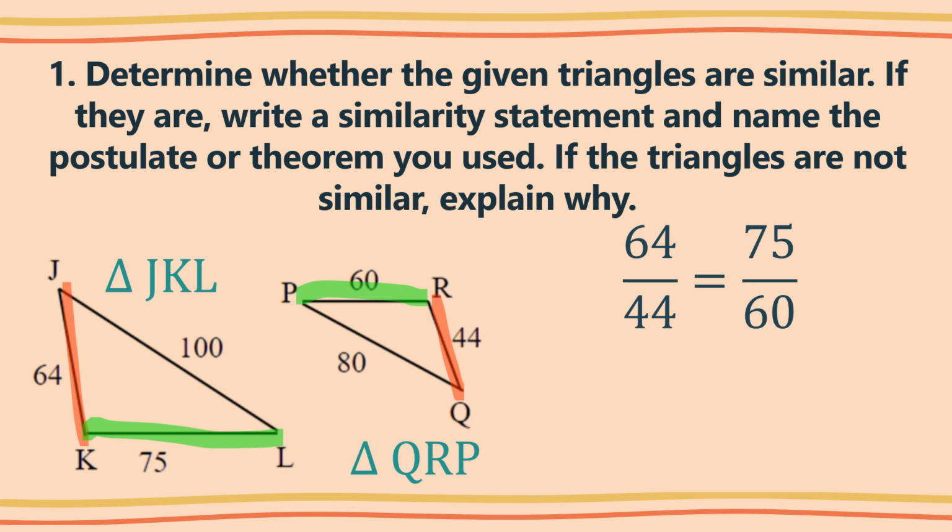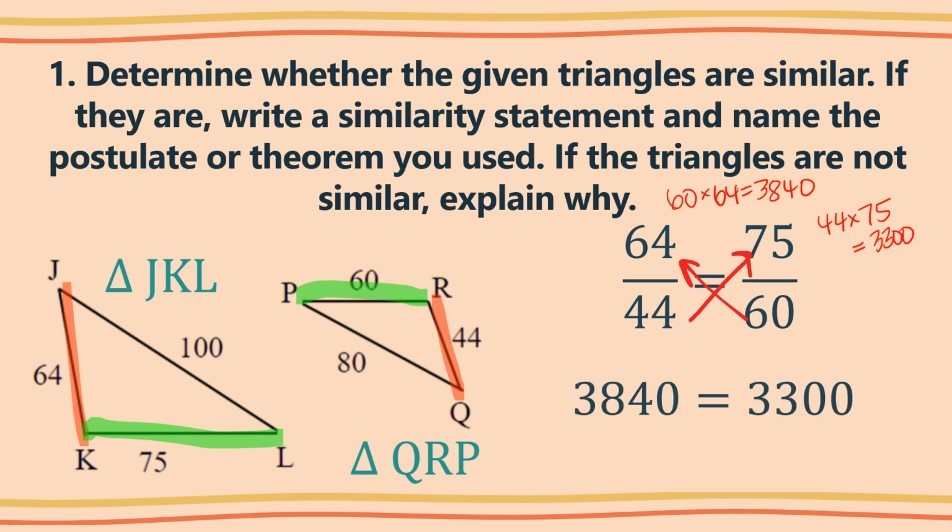All right, so now I'm going to cross multiply to check if these are in fact in proportion. 60 times 64 is 3840. What about 44 times 75? 44 times 75 is 3300. All right, so those are not equal. So those sides are not in proportion.